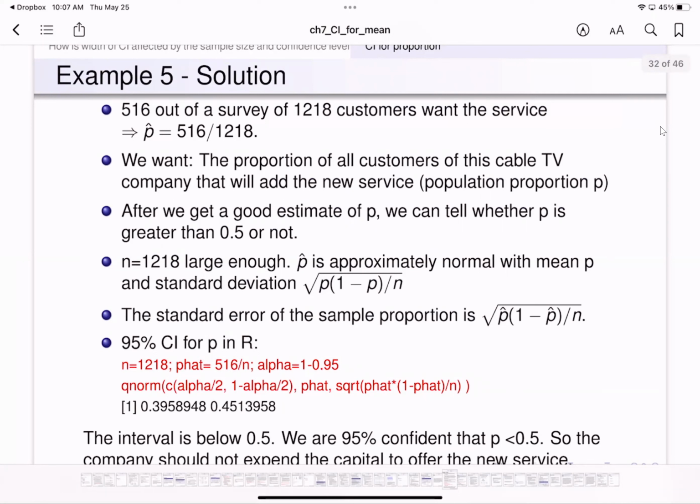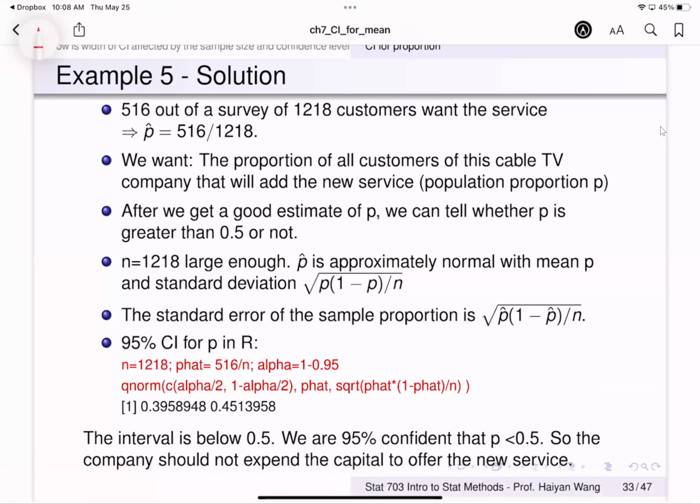And the standard error here is estimated with p hat times 1 minus p hat, divided by n. And now we're ready for the confidence interval. We put in the n and the p hat and also the alpha. Alpha is always 1 minus the confidence level. Then we use the qnorm with the two of these proportions, and then we put the p hat, which is the center of the interval. And then we have the square root of p hat times 1 minus p hat divided by n. Then what we have is the confidence interval.